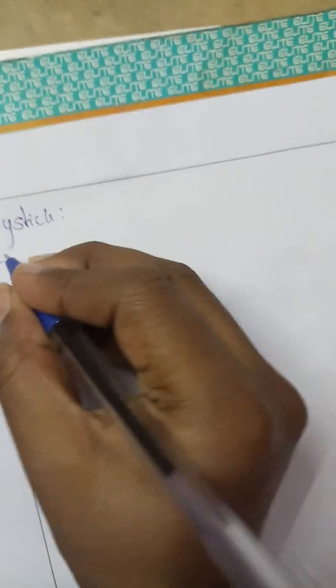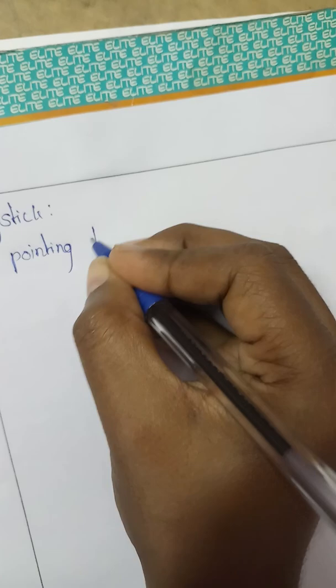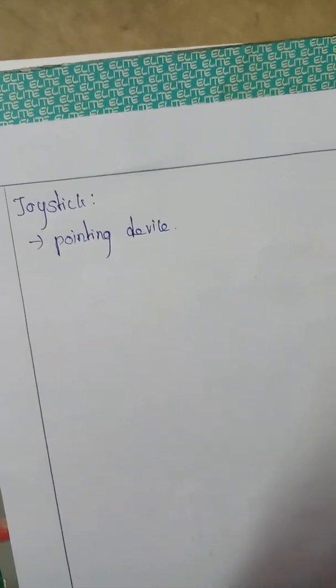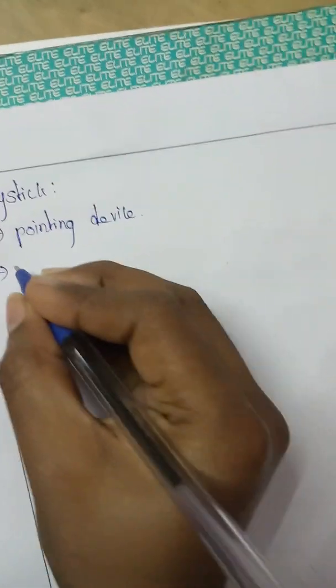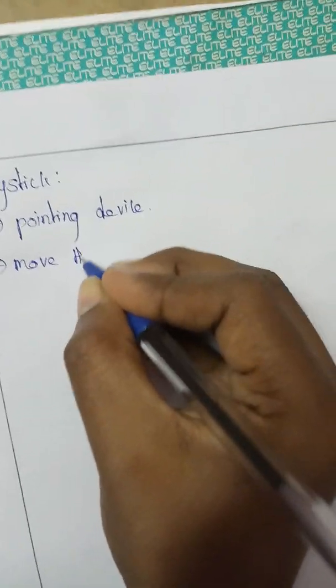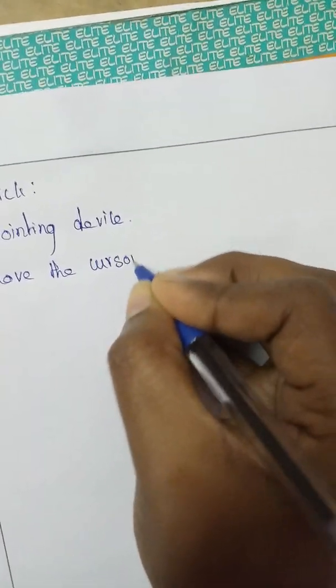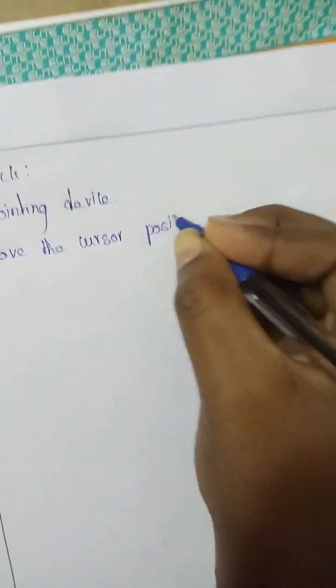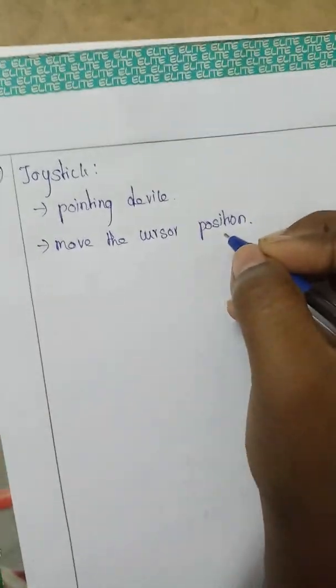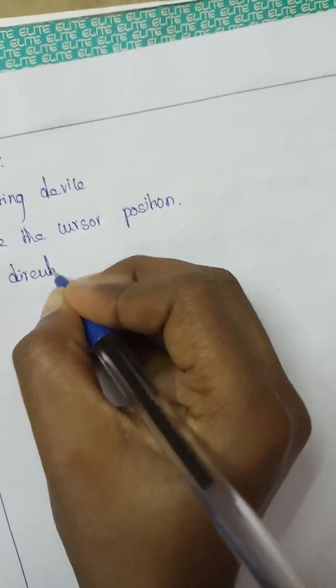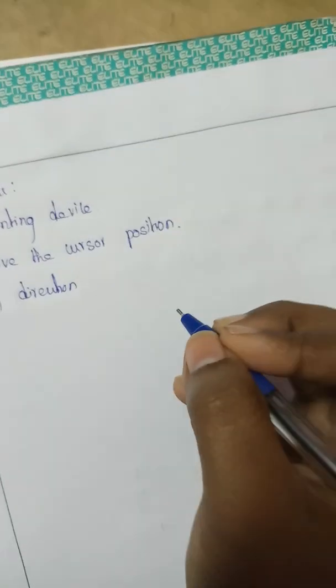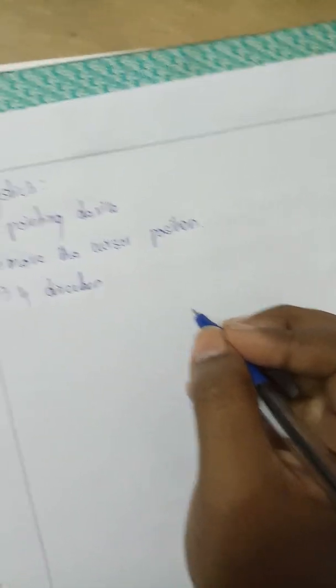The joystick is a pointing device. It is used to move the cursor position on the monitor screen. It can be moved in 4 directions: left, right, up and down.